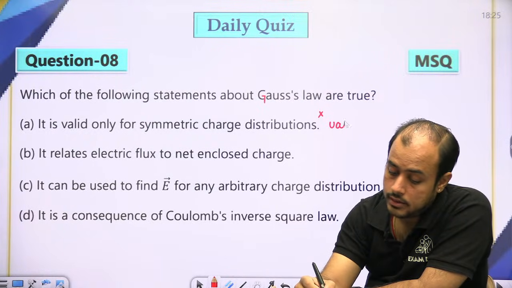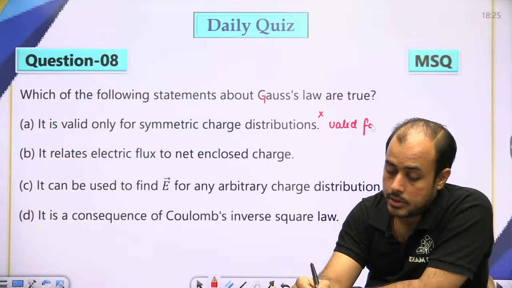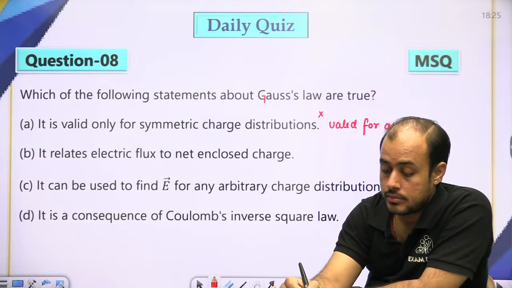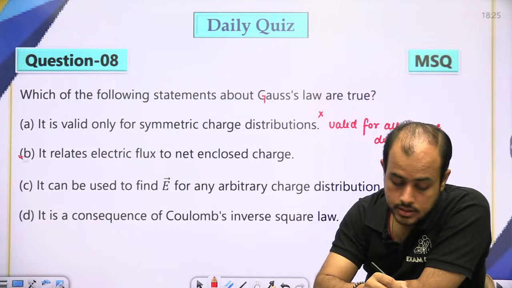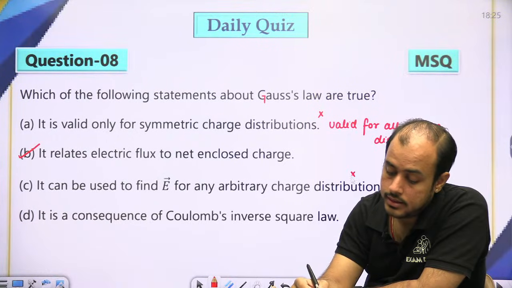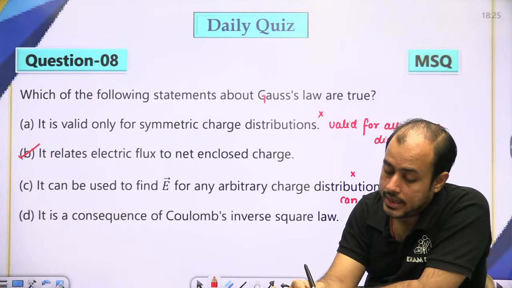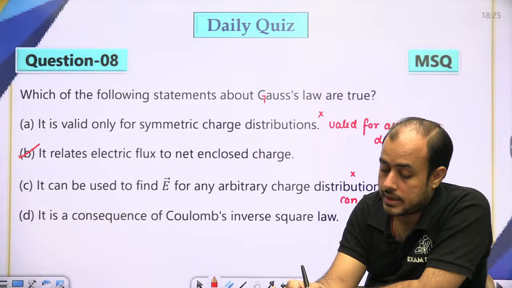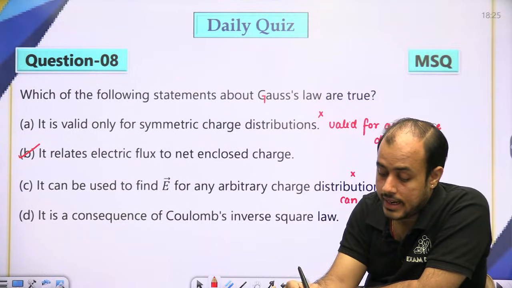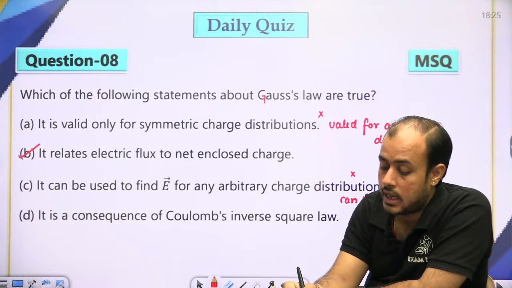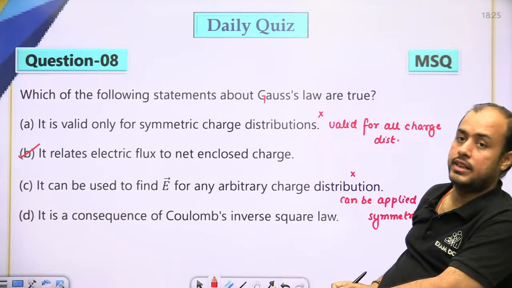So valid for all charge distribution. Relates the flux density. Can be applied to symmetric. Valid हर जगह है, लेकिन बेटा इलेक्ट्रिक फील्ड सिर्फ सिमेट्रिक में निकाल पाओगे. फ्लक्स you can find anywhere. ठीक है.